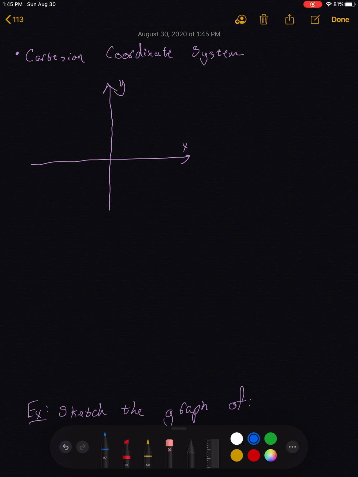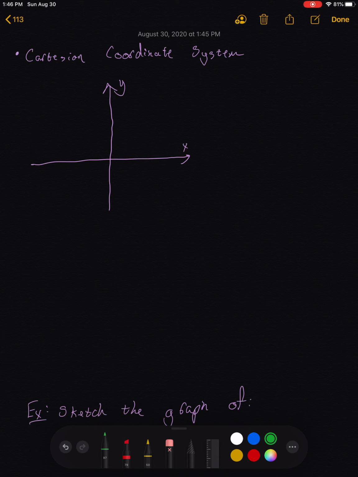Next, let's introduce the coordinate system that we work in to graph two-variable equations, among other things. This is formally known as the Cartesian coordinate system. You may know it as the graph or x and y axis or something like that. Certainly I'm sure it looks familiar to you.